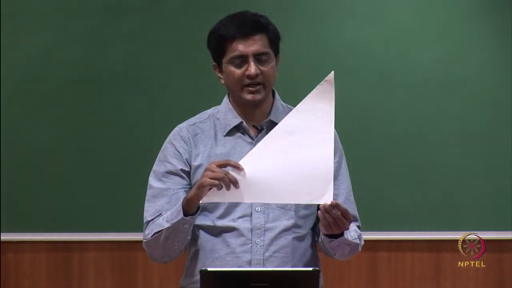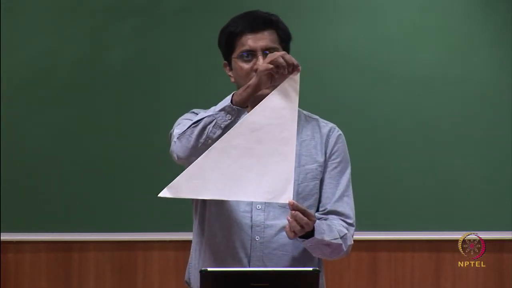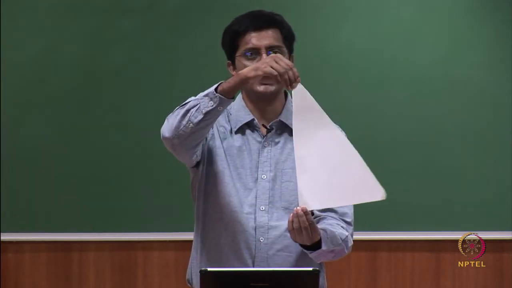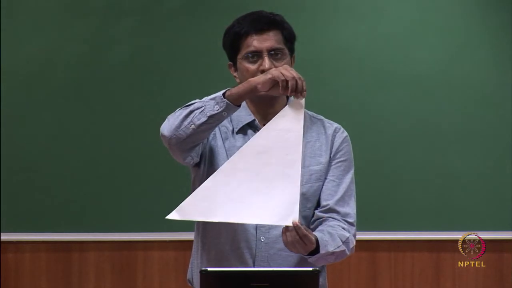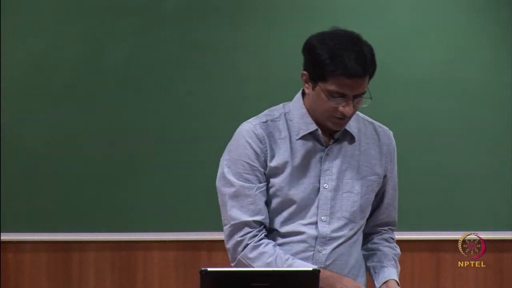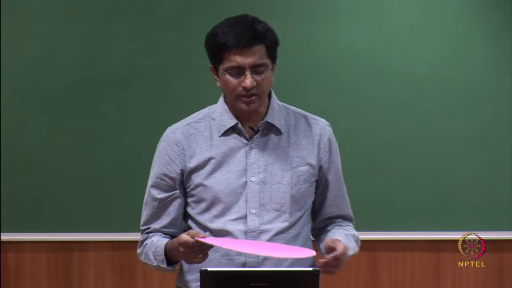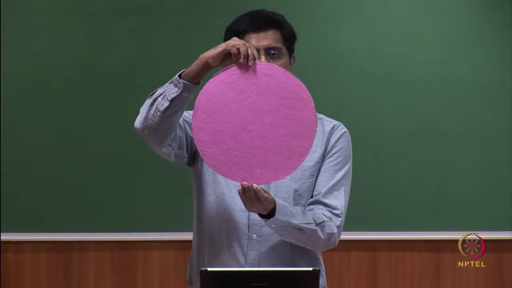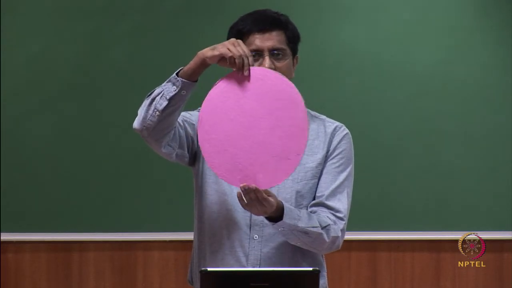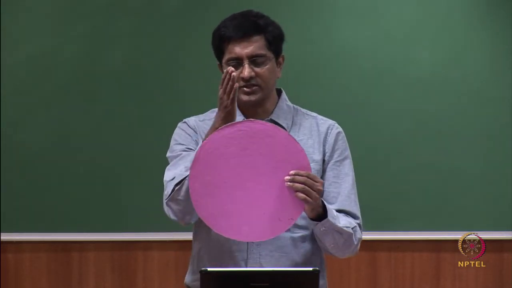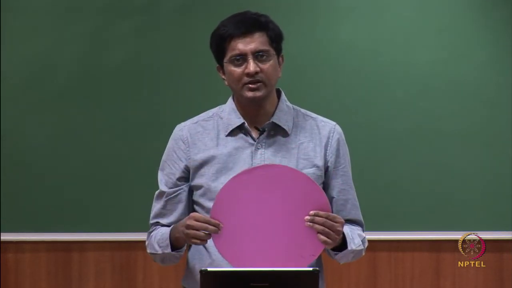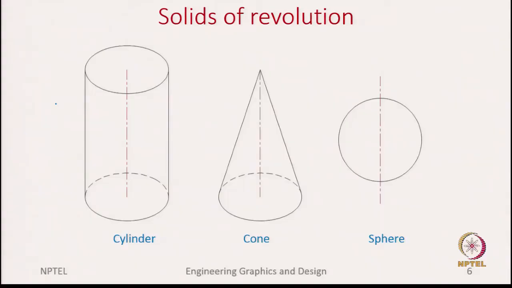Similarly, for the cone, we can start with a right angle triangle, and let us say this vertical edge is the axis, and if we rotate about this axis by 360 degrees, or one complete revolution, we get a cone. Similarly, for a sphere, I can start with a full circle and make half a revolution to get a sphere, or the other way is I can start with a half circle and then make a complete revolution to get a sphere. So, these are the basic solids of revolution.